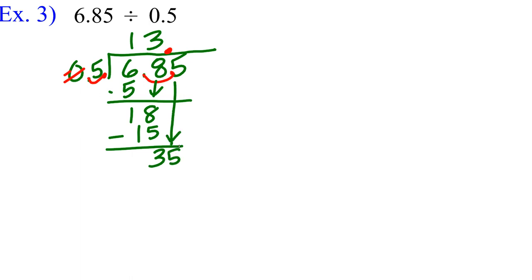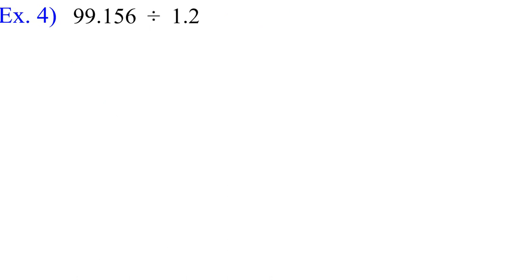And then you'll see that this is on the other side of the decimal. So it'll go in 7 times. So our answer to this problem, 6 and 85/100 divided by 5/10, would equal 13 and 7/10. Okay, which makes sense. I'm cutting this in half. I'm trying to double it. So that kind of makes sense.